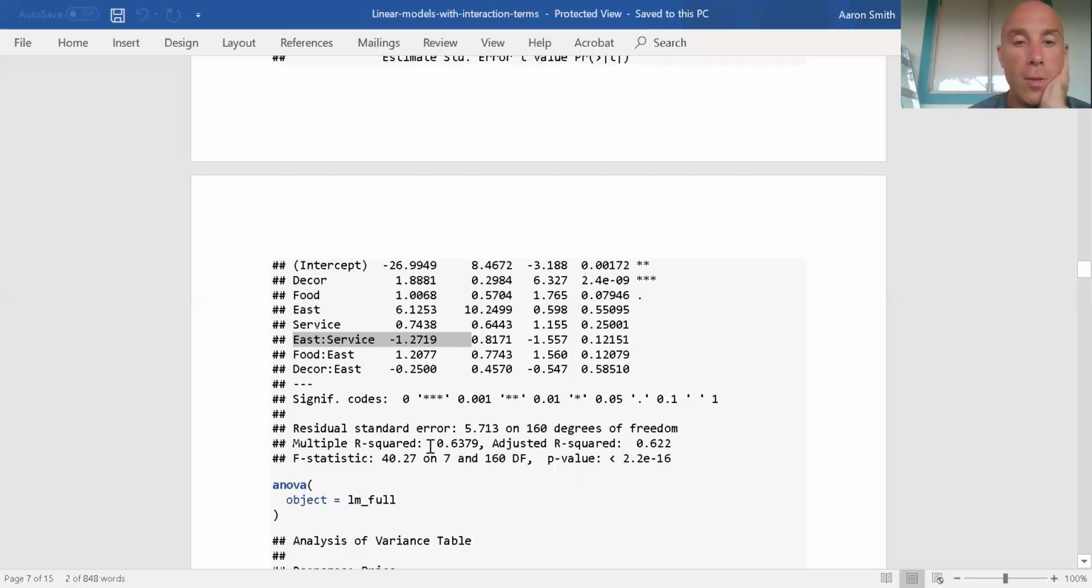All right, now let's go ahead and look at multiple R squared and adjusted R squared. Remember that adjusted R squared will be smaller, only a little bit smaller. If I see a big gap between these two values, I start worrying about overfitting. So here I don't see a problem with overfitting.